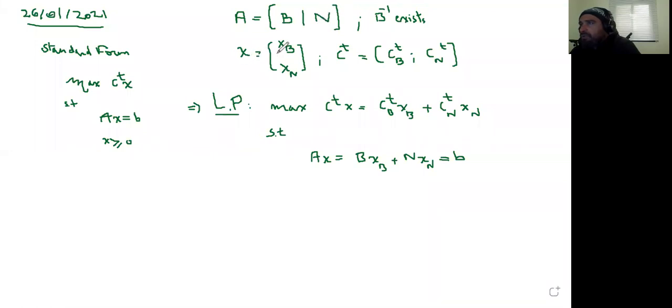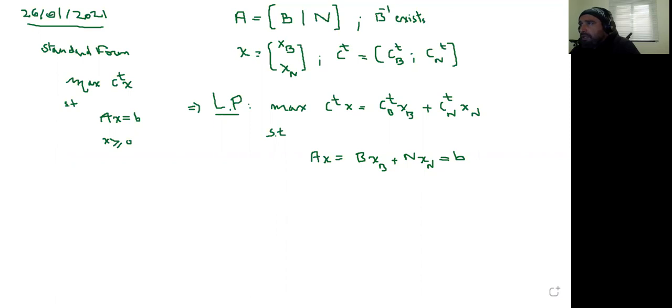Similarly, we split X into XB and XN, and C transpose, the coefficients in the objective, in two parts, the CB transpose and the CN transpose, the basic variable coefficients and the non-basic variable coefficients. So the linear program now writes as: you're willing to maximize C transpose X, which becomes CB transpose XB plus CN transpose XN, under the condition that AX equals small b, so it becomes capital B XB plus N XN.